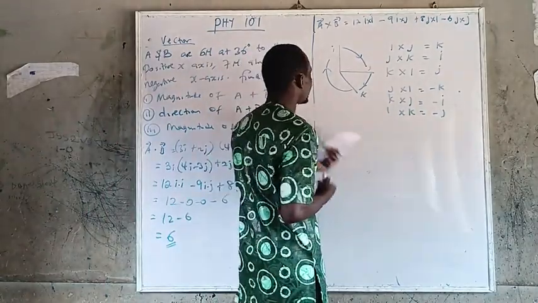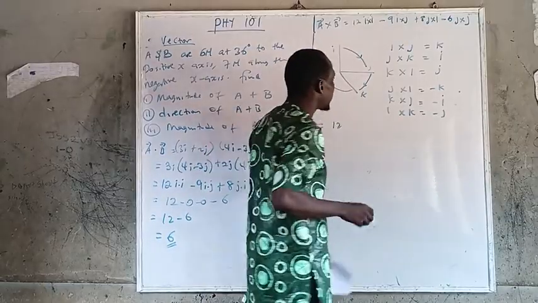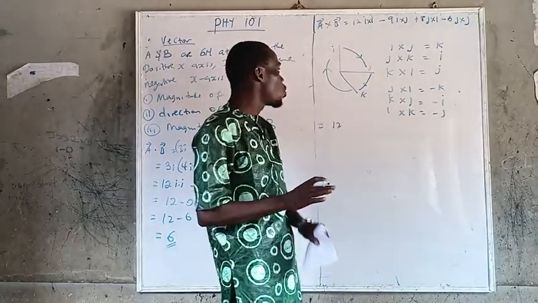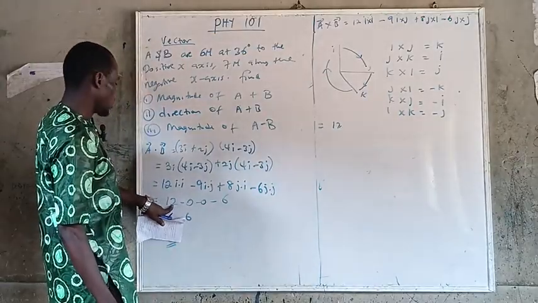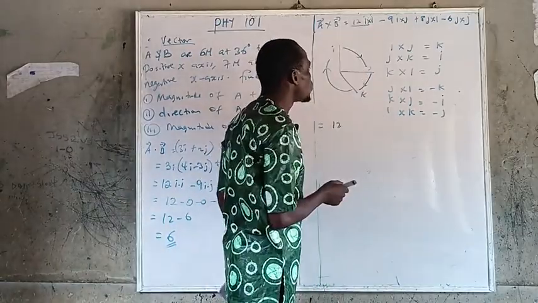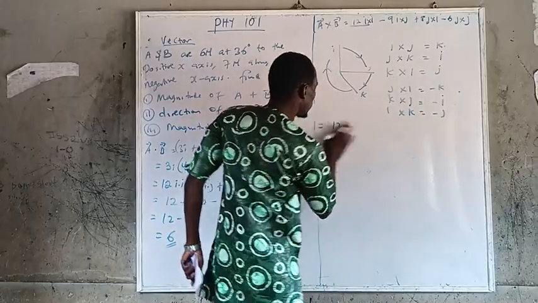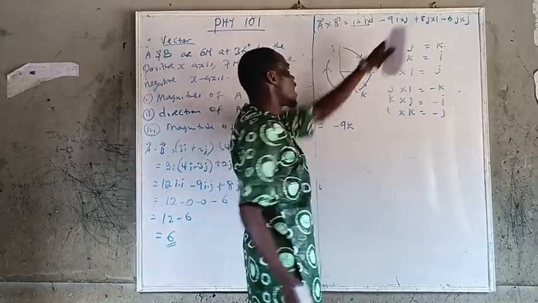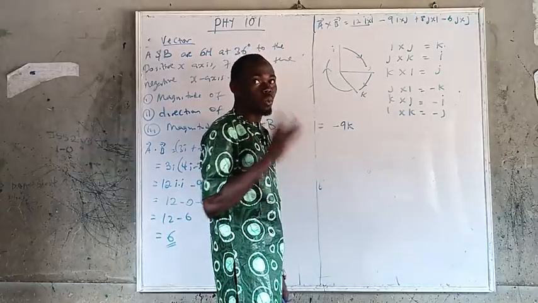At this point now, so we say 12. So you have i cross i. The angle between them is 0. So what is sine 0? Sine 0 is 0. You can see here, this is cos 0. So sine 0 is 0, which means all this becomes 0. How about ij? ij is k. Then that becomes what? Minus 9k, because the angle between i and j is 90, and sine 90 is 1.